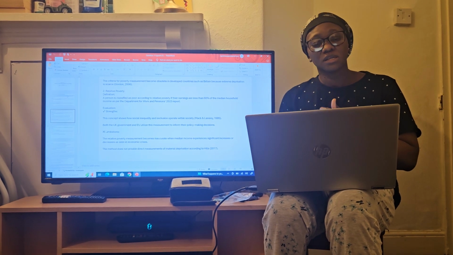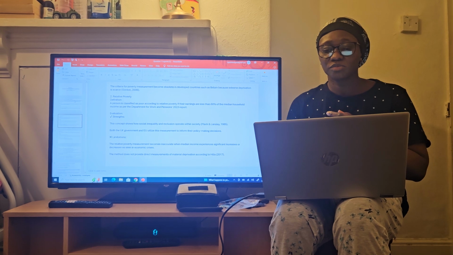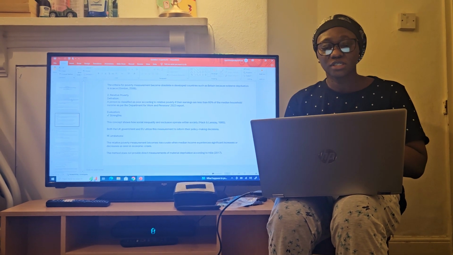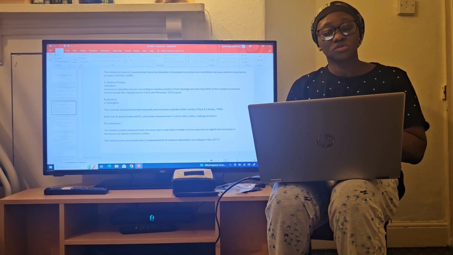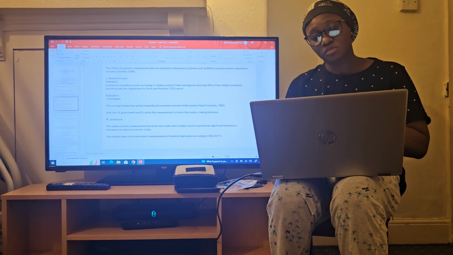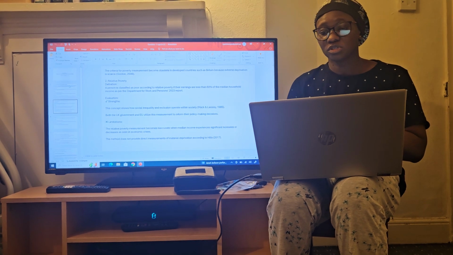Limitations. The relative poverty measurement becomes inaccurate when median income experiences significant increase or decrease, as seen in economic crises. The method does not provide direct measurements of material deprivation, according to Hills of 2017.